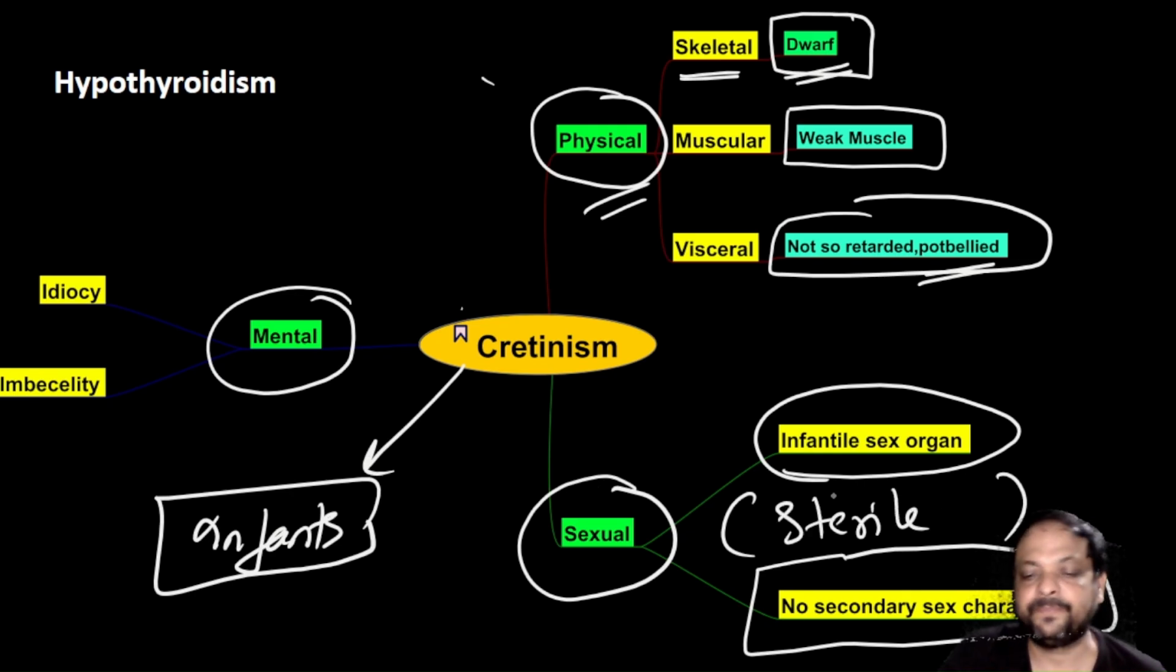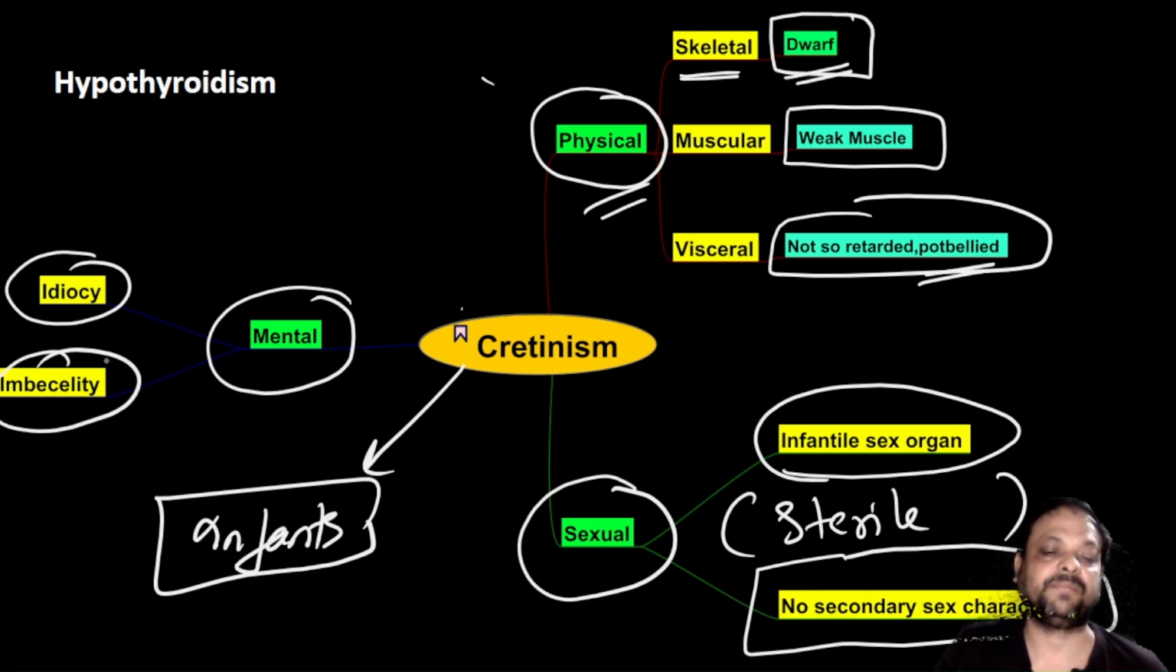Got it? So these babies or infants will become sterile because the sex organs are not well developed and well structured, and also the secondary sex characters are not so well developed. And going to the mental disorder, we find that idiocy and imbecility are present. Mentally they are very weak, intelligence power is very weak, and they are unable to judge or analyze. So mental retardation and memory retardation are found in this particular disease.